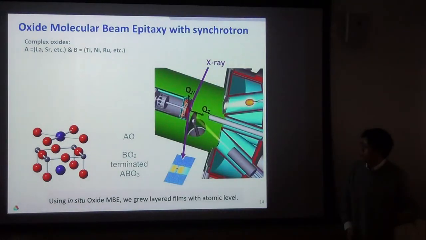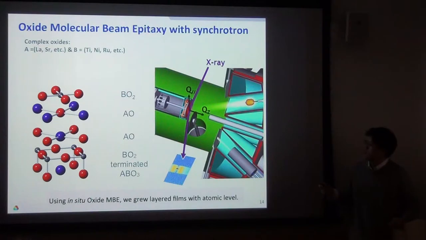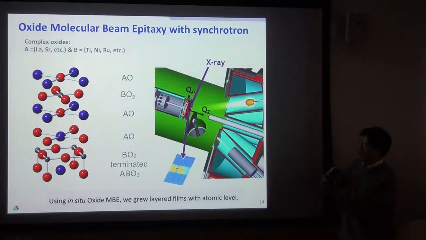Using the shutter, we can deposit the A-site, and the second layer of A-site. By using in situ X-ray scattering, we know exactly this is one unit cell and this is two unit cells of the sample. After two unit cells, we change the shutter and can grow the B-site. Eventually, we can get the layered structure. We can control the sequence and the structure at the same time. It is a very powerful tool.